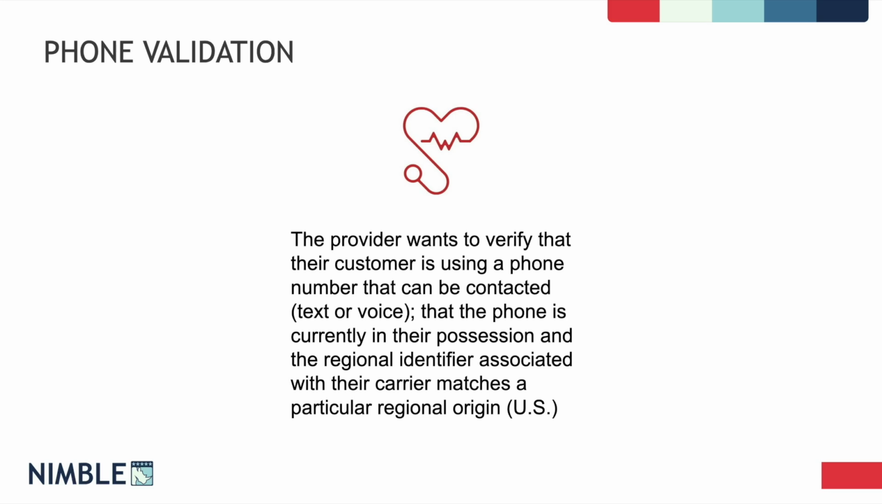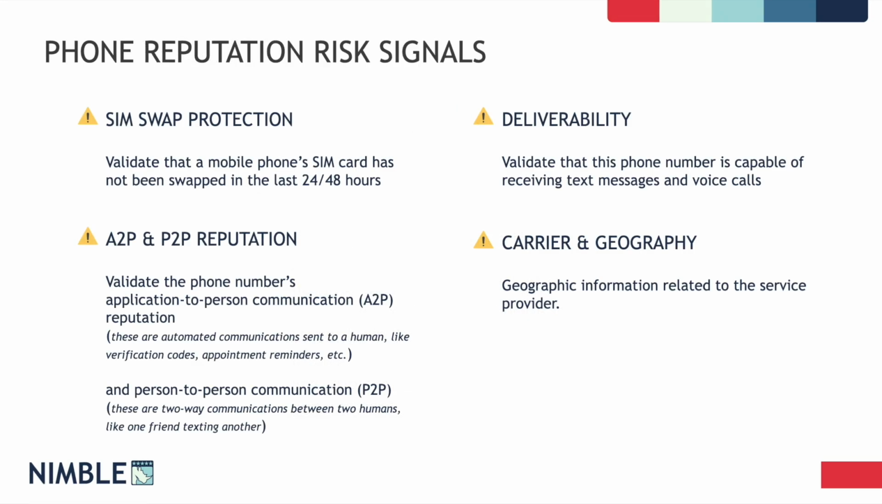Next, our customer wants to verify that their customer is using a phone number that can be contacted, either by text or voice. They also want to validate that the phone is currently in the end user's possession and that the phone meets certain regional requirements. Additionally, there are other phone reputation risk signals that the customer may want to validate. For example, we can validate whether or not the SIM card in the phone has been swapped within the last 24 or 48 hours. We can also validate the A2P and P2P reputation of the phone number to determine if the phone has been involved in automated communications or is active in person-to-person communications, implying that a human is on the other end of the device.